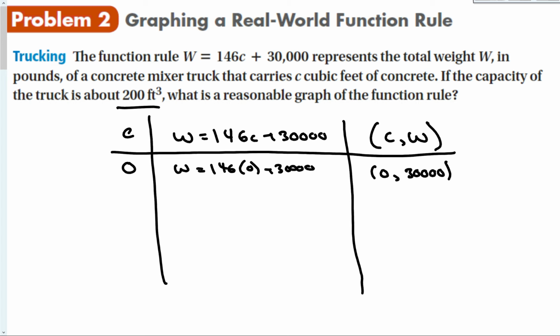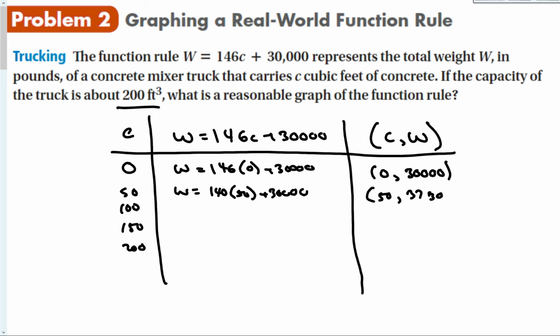That goes up to 200 cubic feet. So I could plug in 1, 2, 3, 4, but if I want to get a nice model that goes all the way up to 200, let's break it down into numbers that are a good distance away from each other. So let's do 50, 100, 150, and 200 as my inputs. So my equation would be 146 times 50 plus 30,000. When I use a calculator, I get 37,300. So my input is 50, my output is 37,300.